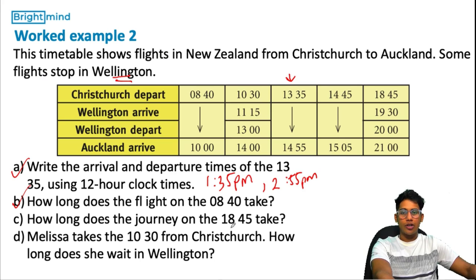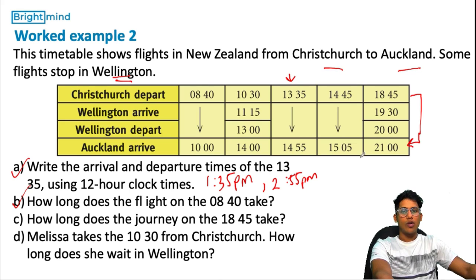How long does the journey on the 1845 take? So how long does the journey on the 1845 take to get to Auckland, right? So over here the question hasn't specified whether we should calculate the departure for Wellington or Auckland, right? But we know that the question specifically said that the timetable shows flights in New Zealand from Christchurch to Auckland, and some flights stop in Wellington. So what we care about is reaching Auckland. So in this, don't get confused. You have to just subtract the Auckland time and the Christchurch time.